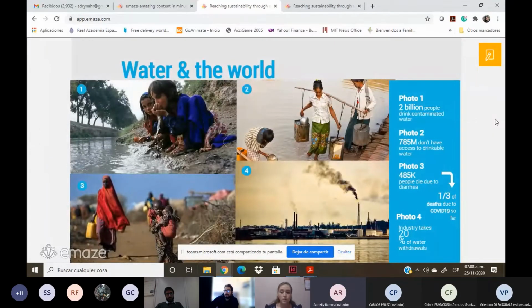Okay, so as we can see in the pictures, we have a lot of deficit of water and a lot of people are having trouble with it. And the fact that 2 billion people drink contaminated water, 785 million don't even have access to drinkable water, and 485,000 die from diarrhea because of bad quality drinking water. All of this is a third of the deaths due to COVID-19 so far.